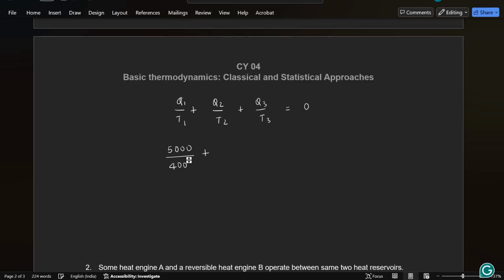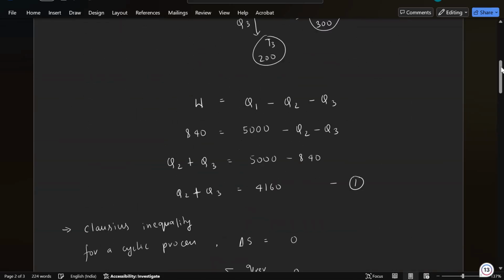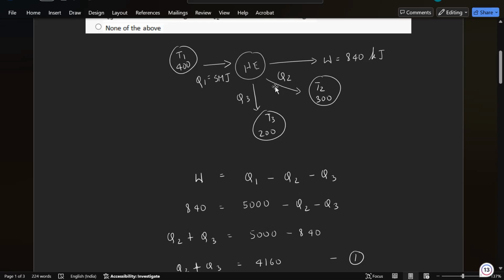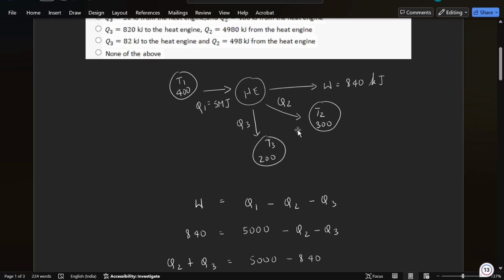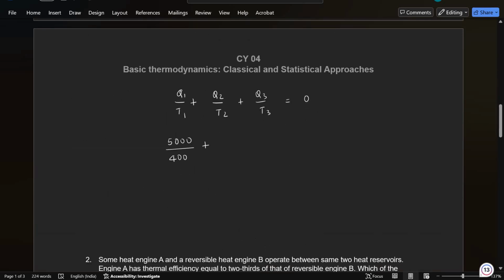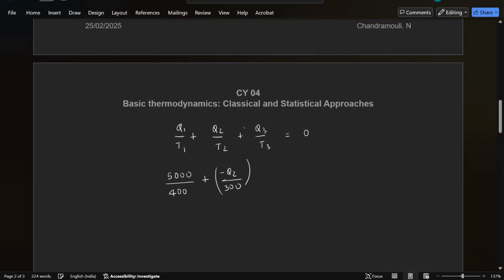Now you tell me the sign of Q2. Q2 is going away from the heat engine, which is the system. So what is the sign of Q2? Negative. Yeah, same for Q3, right? Yes, sir. So now we'll put here minus Q2 by T2, which is 300, and again minus Q3 by 200, and it's going to be 0.